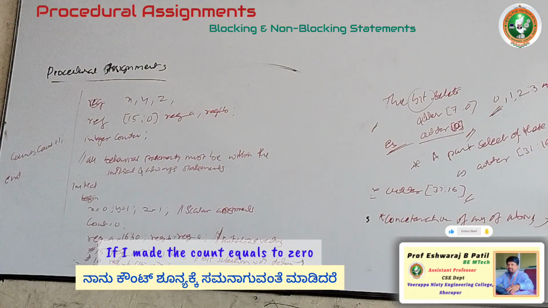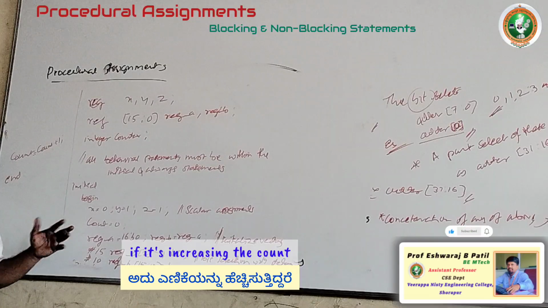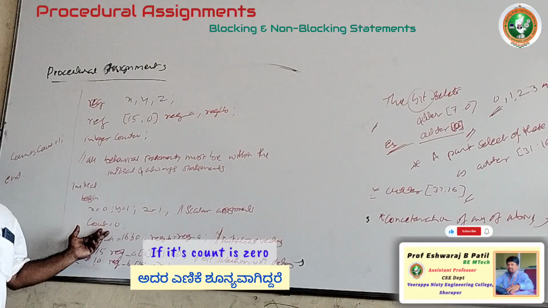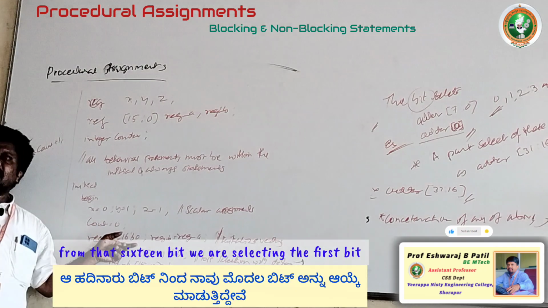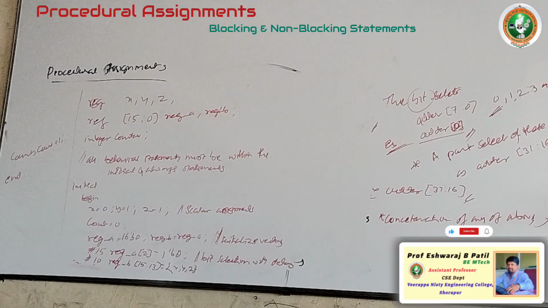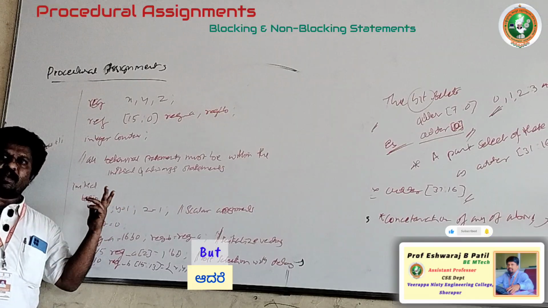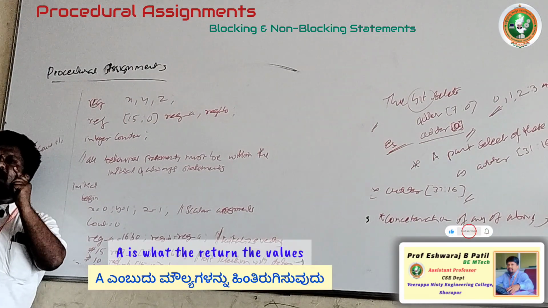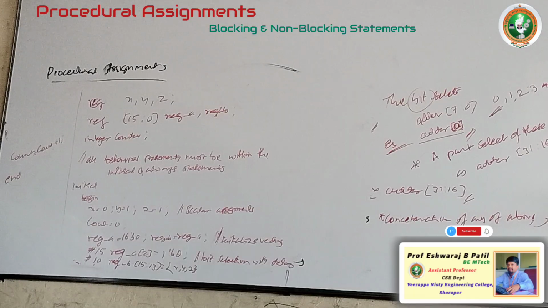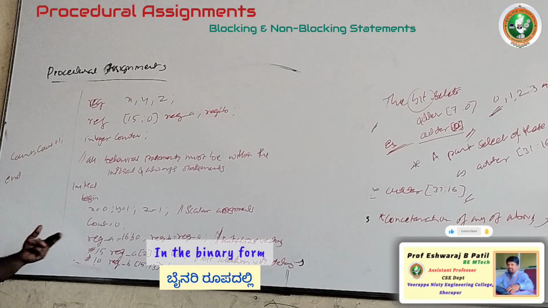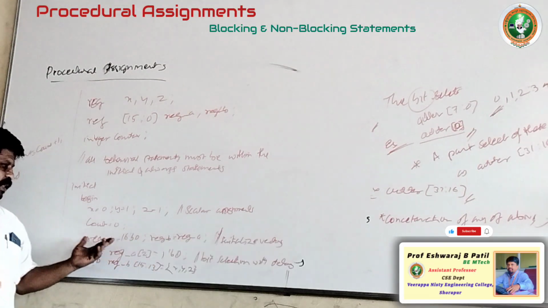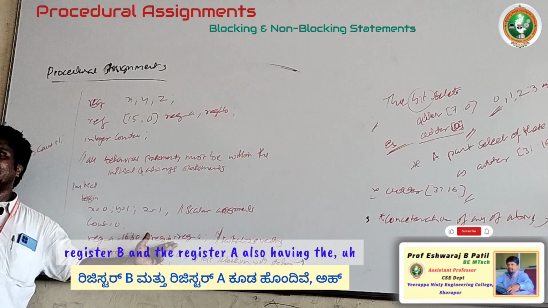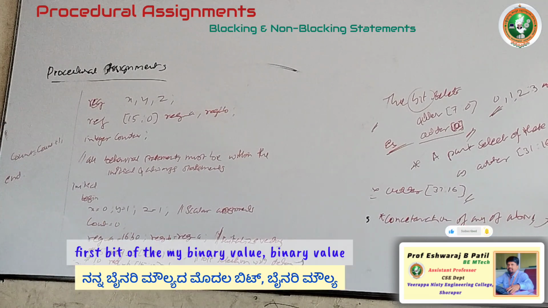If the count is 0, then the register is a 16-bit binary form. From that 16 bit we are selecting the first bit, which is 0. The 16-bit value is given with variables A, B, C, D. A returns the value in binary form, and you are selecting the first bit of the 16-bit value. The second is register B, and register A also has the first bit of my binary value.